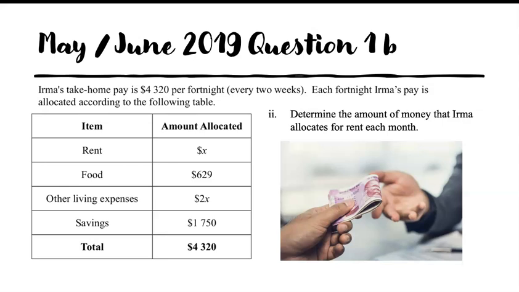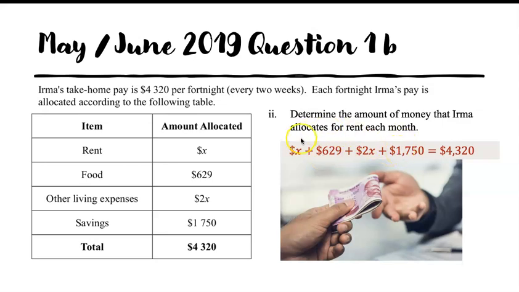Part 2 says, determine the amount of money that Irma allocates for rent each month. Here we see that the rent allocation is X dollars. So we have the total allocation and we have the breakdown. Here we're going to do some arithmetic. First, we know that X dollars plus $629 plus 2X dollars plus 1,750 should come to a total of 4,320. Group like terms, so we group the X's and group the values that have no X.